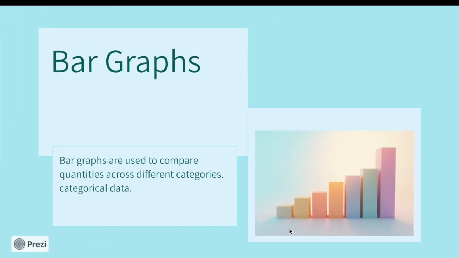Bar graphs show how often someone picked something. Similar to the histogram, except this is individual and histograms are more of a range.